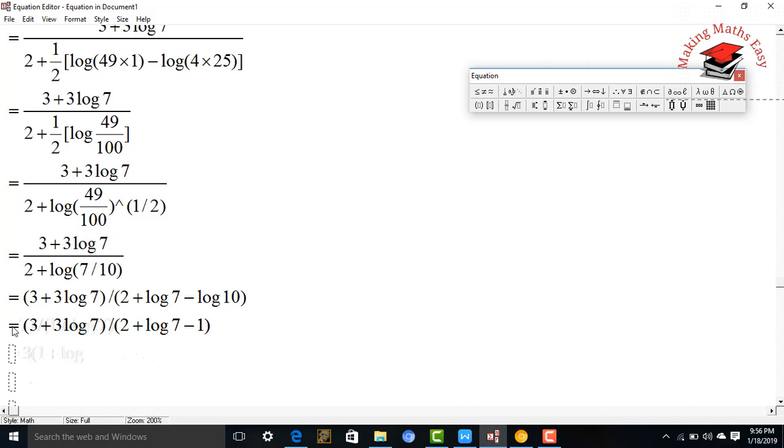As 2 minus 1 is equal to 1, so I will take 3 as a common. After taking 3 as a common, we got the answer. So 1 plus log of 7 divided by, as 2 minus 1 is equal to 1, 1 plus log 7, and 1 plus log 7 gets cancelled in this case, so the final answer will be 3.